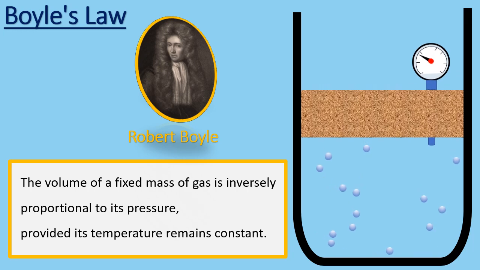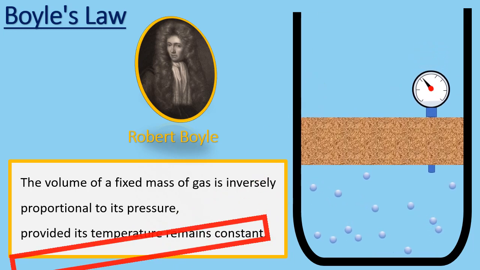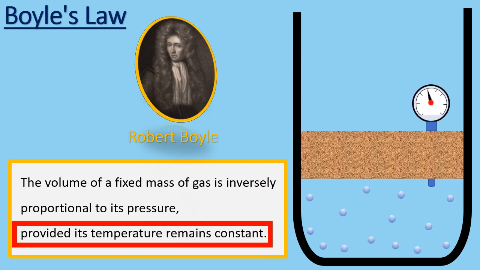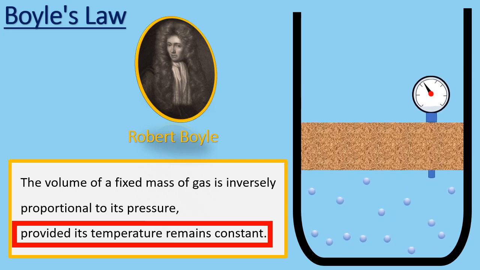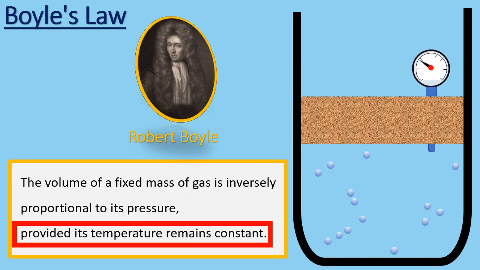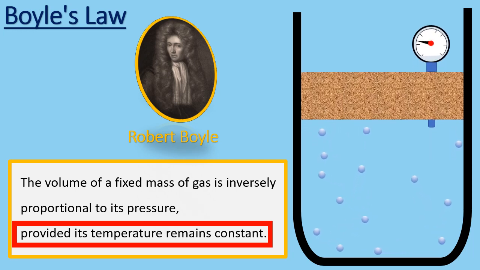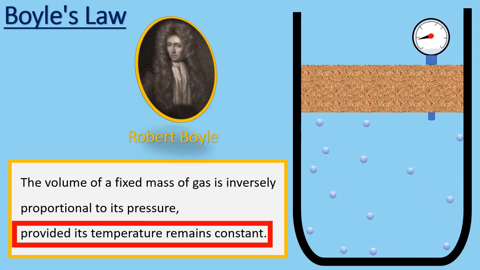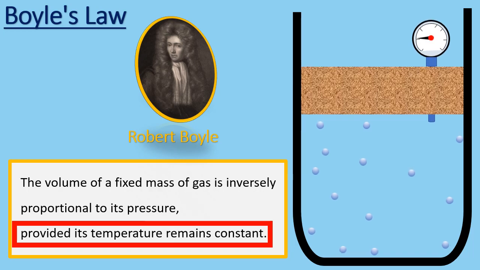It is important, however, to understand why the phrase "provided its temperature remains constant" exists in Boyle's law. This is because when energy is transmitted to a gas, its temperature increases. The trapped air in the original Boyle's law experiment quickly lost energy to its surroundings and returned to room temperature.